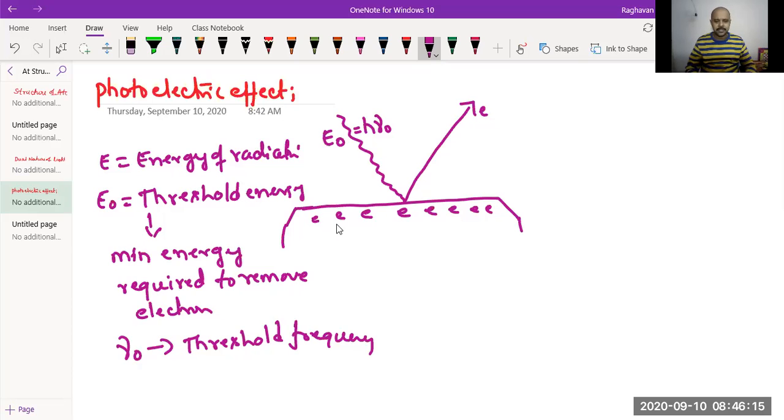What is threshold frequency? It is the minimum frequency of the radiation required to remove the electron. Anything similar definition you can. Okay. Now I'll revisit the definition.